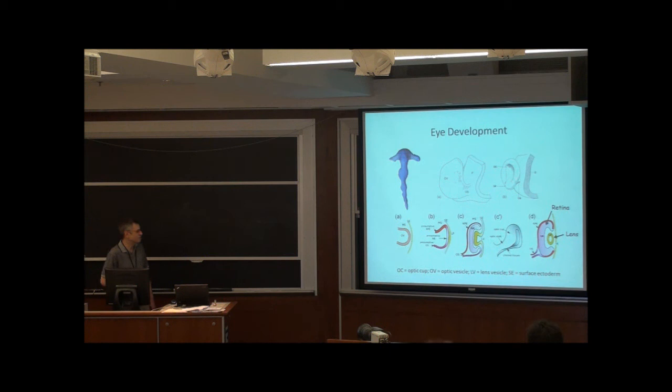What happens is the optic vesicle bulges out. It grows outward, and it contacts this outer membrane called the surface ectoderm. When it contacts that layer, both layers thicken to form what are called placodes. And then they both invaginate together. The outer layer eventually becomes the lens. The inner layer becomes the retina. There's very little known about the mechanisms of this process.